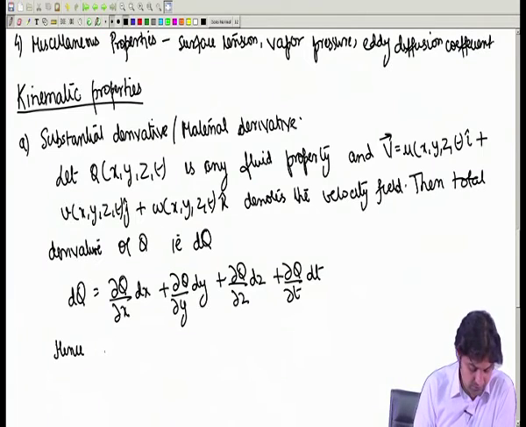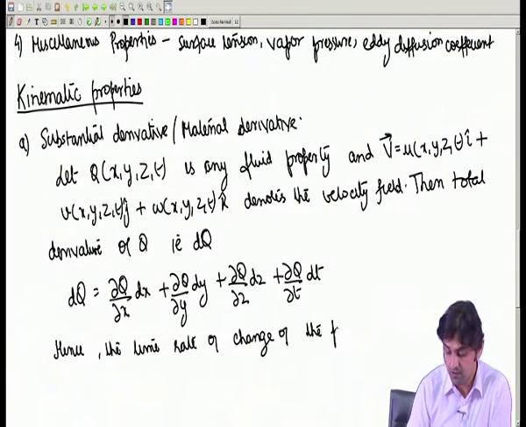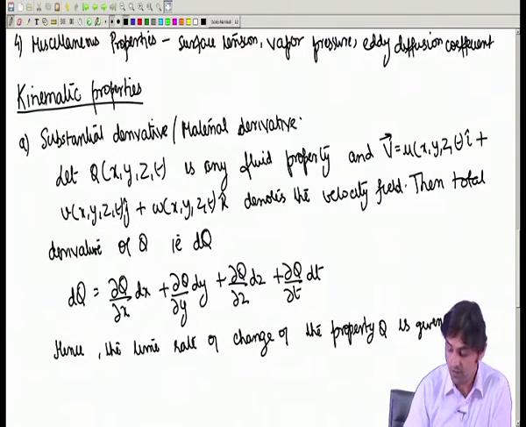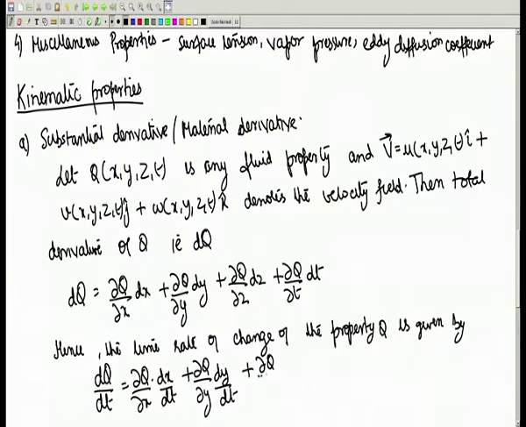Hence the time rate of change of the property Q is given by dq by dt is equal to del q del x into dx by dt plus del q by del y into dy by dt plus del q by del z into dz by dt plus del q del t into dt by dt. All right. So what we have done is we have divided this by dt.